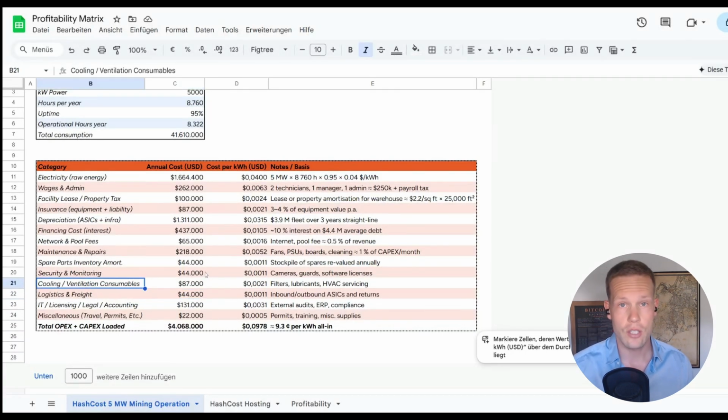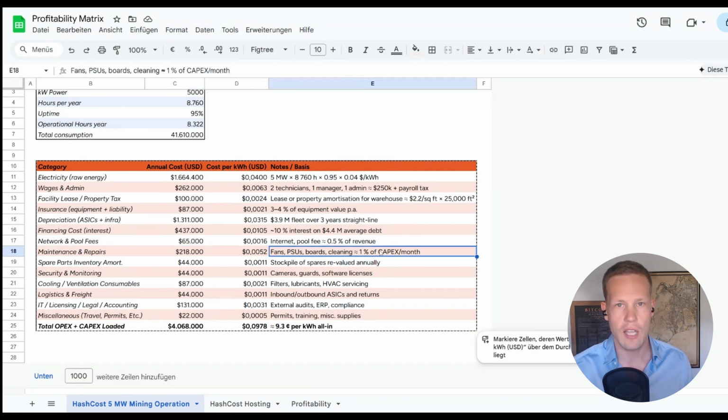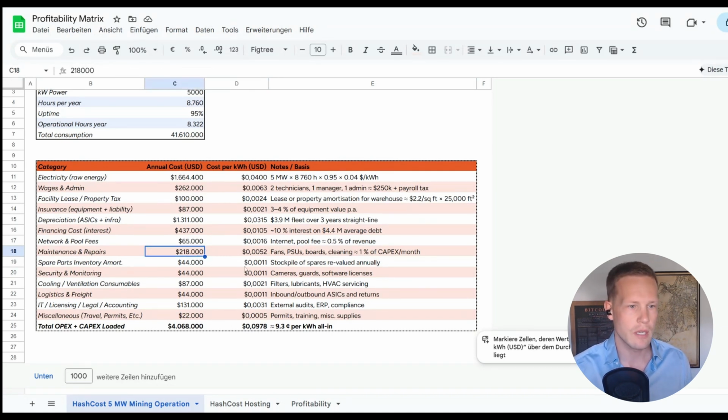Cooling and ventilation, right? This is important. We don't consume all of the power at our mining farm for ASICs. Some of it, about 5%, goes to cooling and network equipment and all kinds of other stuff. Security, right? Security and monitoring, 44,000. Maintenance and repair, often very underappreciated. About 1% of your capex per month, right?